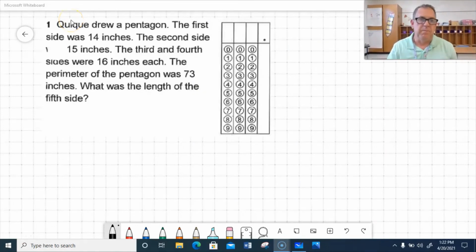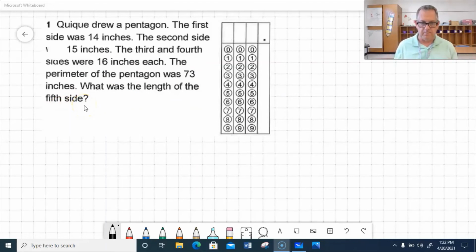Okay, we're going to look at a guided practice problem here. It says Q drew a pentagon. The first side was 14 inches, the second side was 15 inches, the third and fourth sides were 16 inches each. Okay, the perimeter of the pentagon was 73 inches. What was the length of the fifth side?